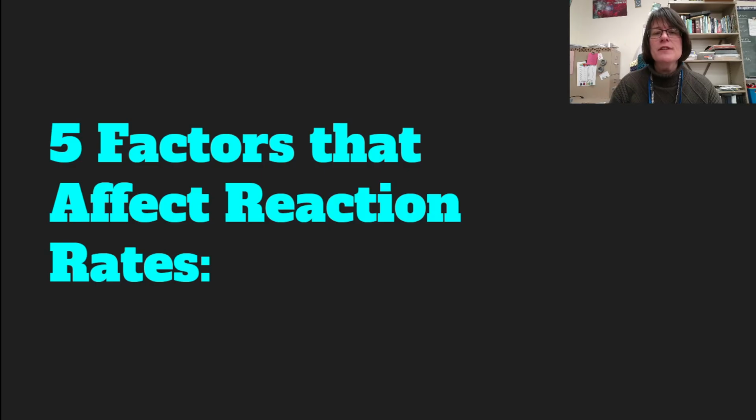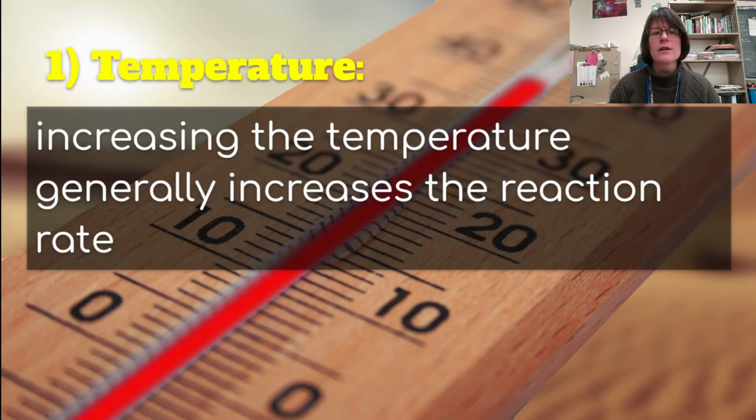So 5 factors that affect reaction rates are: number 1, temperature. Increasing the temperature generally increases the reaction rate. The reason for this is as we increase temperature, the molecules are moving faster, so they're more likely to collide and hit with more force in the proper orientation because they're really tumbling around a lot as well. So if we lower the temperature, we would decrease the reaction rate because they're slower.